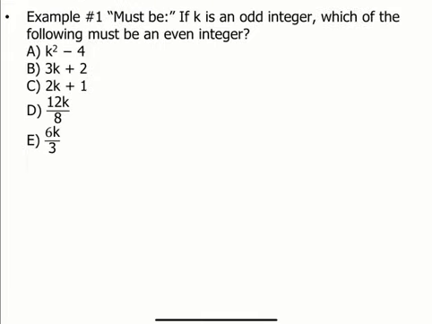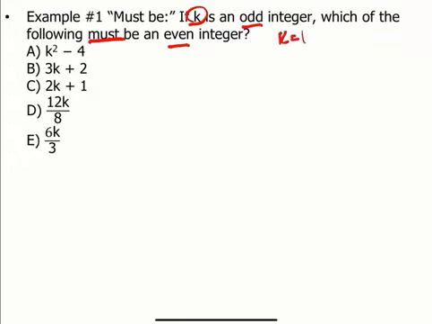Here's an example. Notice the wording. If k is an odd integer, which of the following must be an even integer? And we definitely have integer properties here because we have odd, we have even, we even had the word integer. So we have one variable k. We need to pick a value for k. And k has to be an odd integer. If we do not use an odd integer for k, we're going to get the wrong answer. So what is the simplest, easiest, most pleasant odd integer in the whole world? Most people would agree. k equals 1.